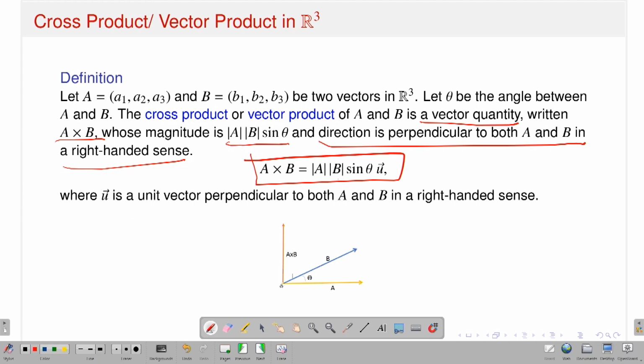So, here the vector A is there, vector B, and the angle between them is theta. The A cross B is perpendicular to both A and B. So, the cross product A cross B is a vector quantity which is perpendicular to both A and B in right handed sense, and its magnitude is modulus A modulus B sin theta.